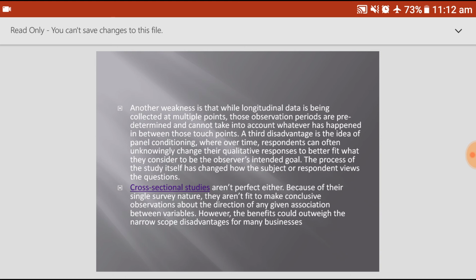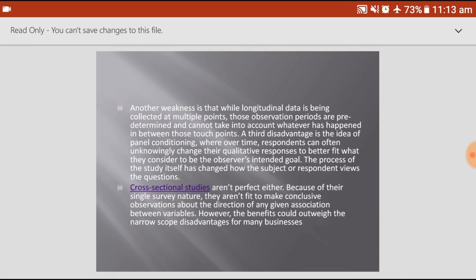Another weakness is that while longitudinal data is being collected at multiple points, those observation periods are predetermined and cannot take into account whatever has happened in between those touch points. A third disadvantage is the idea of panel conditioning, where over time respondents can often unknowingly change the quality of their responses to better fit what they consider to be the observer's intended goal. The process of the study itself has changed how the subject or respondent views the question.